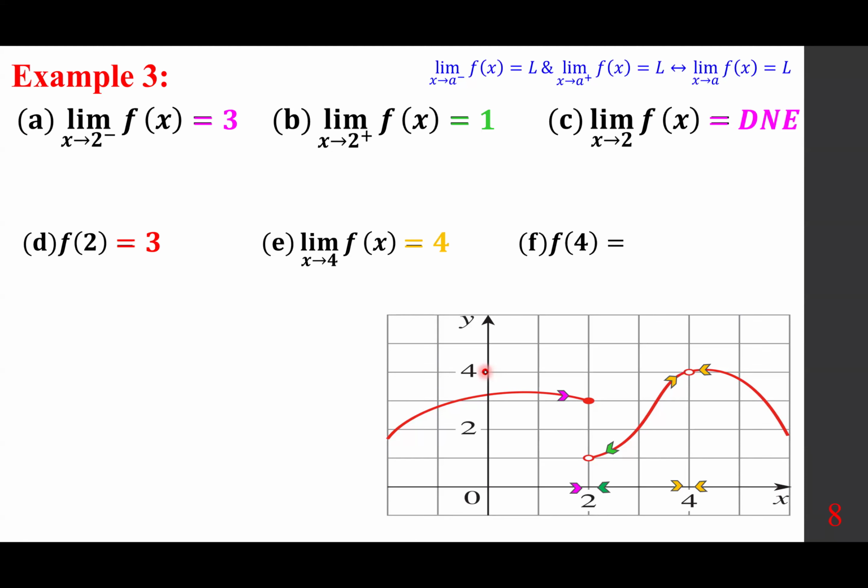Now, nevertheless, f of 4, there is no solid point. It's undefined. It's not given, which makes the function discontinuous at 2 as well as 4. But 2 is a jump. There's nothing we can do to fix it. 4, because there is a hole only, it's a removable discontinuity, we can fix it. That's what we will discuss later.